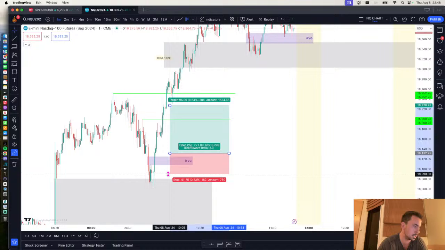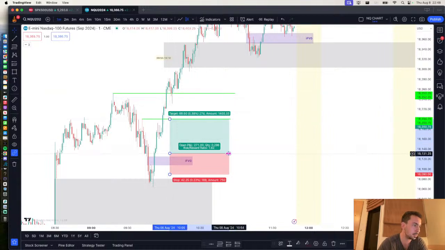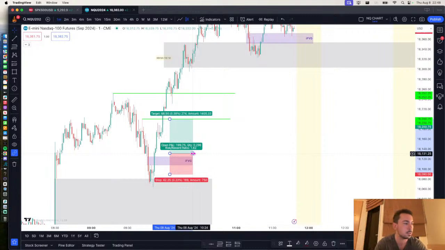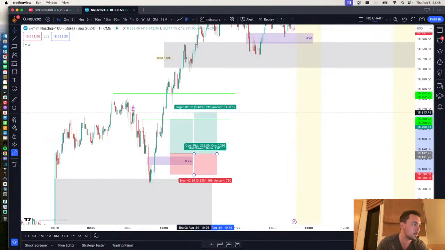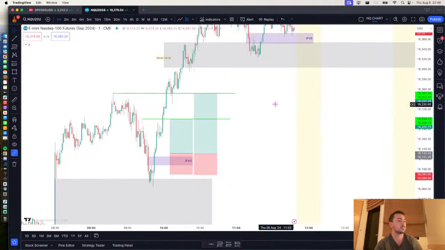Stop ideally would be a close below the IFEG, but I would probably put my stop right down here. First take profit would be at this internal wick. So that's already a 1.6 trade. And then secondary target would be the internal high right there.